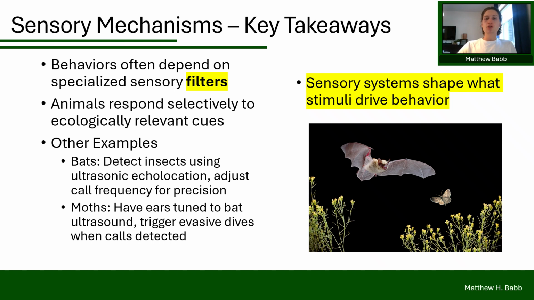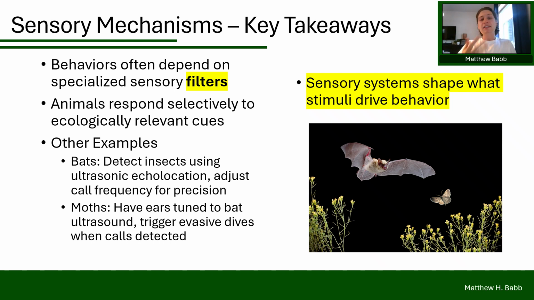So bats use ultrasonic echolocation to pinpoint flying insects in the dark, and they can even adjust the frequency of their calls to get more detailed information as they close in on their prey. But on the flip side, moths have also evolved ears that can specifically locate bat calls, right? We can't necessarily hear bats, but moths can, right? Allowing them to hear ultrasounds and do this sort of diving behavior where when they hear ultrasound, they'll stop flying and plummet out of the air, right? So that's another sensory mechanism.